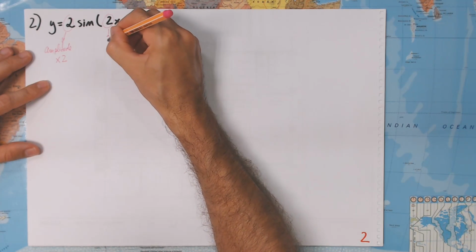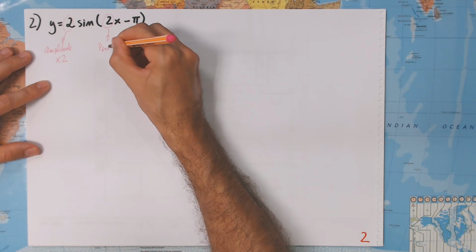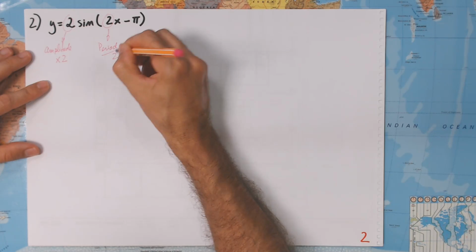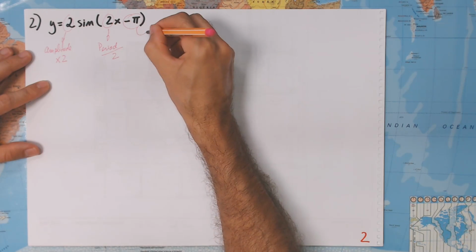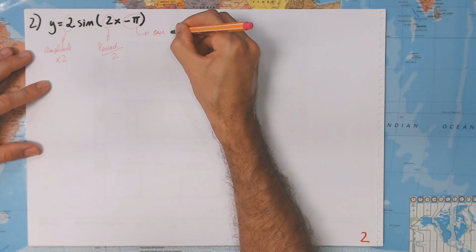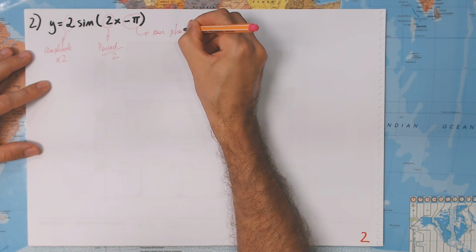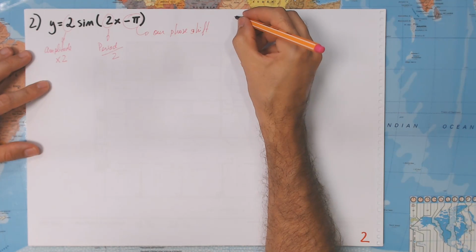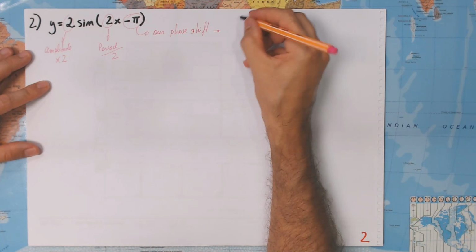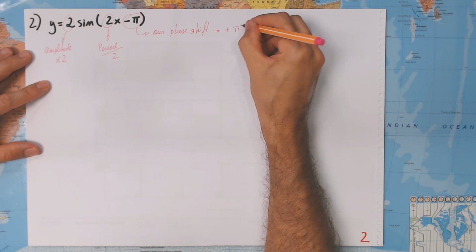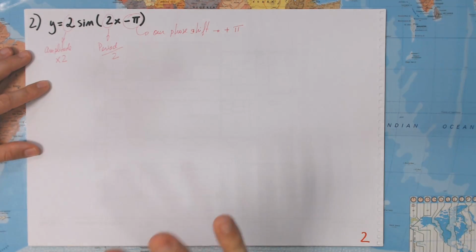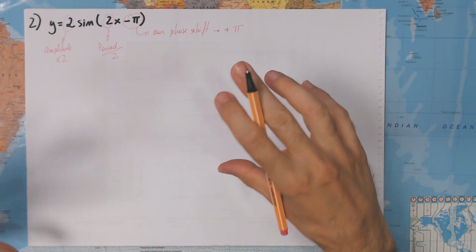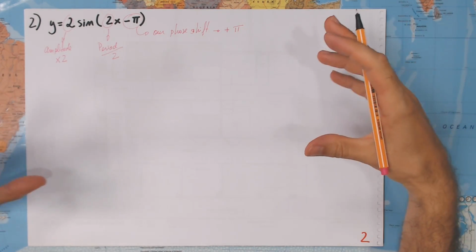This means that our period is going to be divided by 2. And this means that our phase shift, it's going to be a positive one, okay? Positive pi. But just be careful, okay? Because we have to understand things separately and also interconnected.